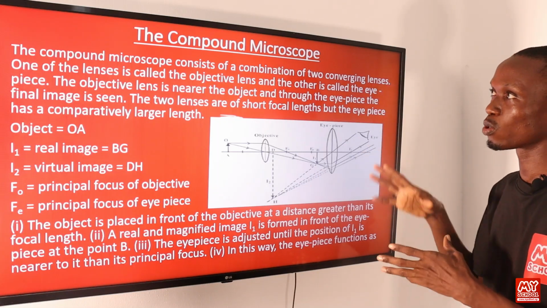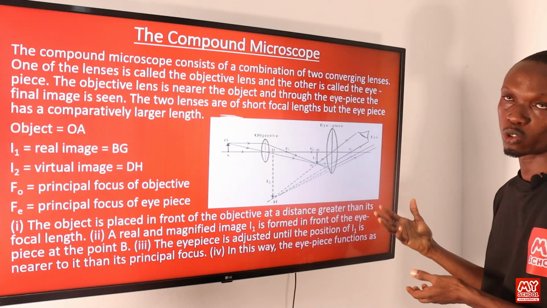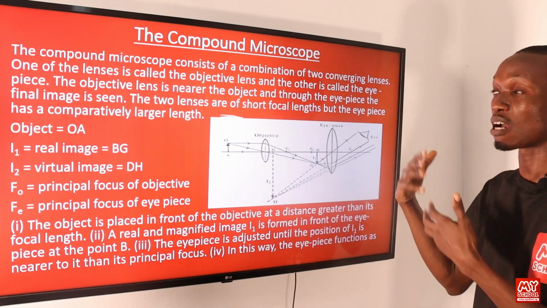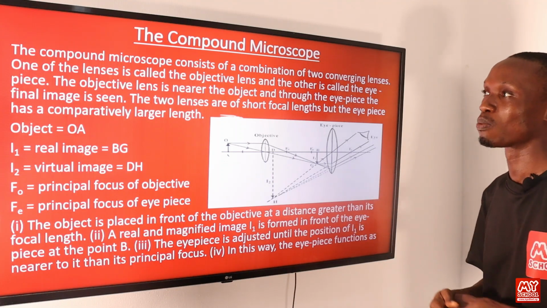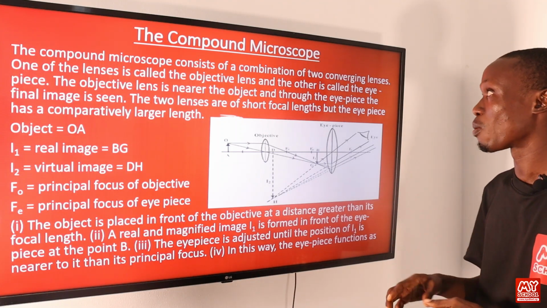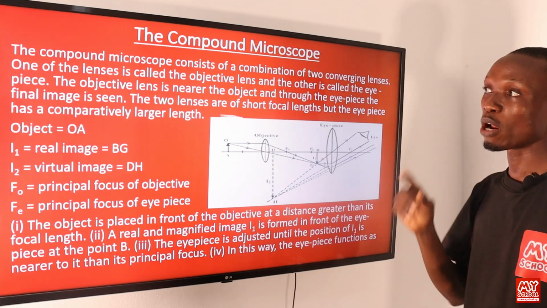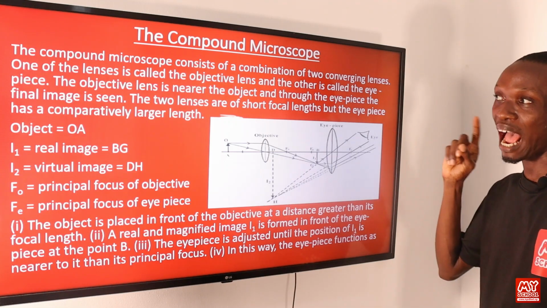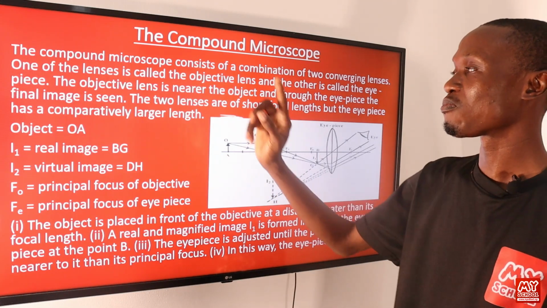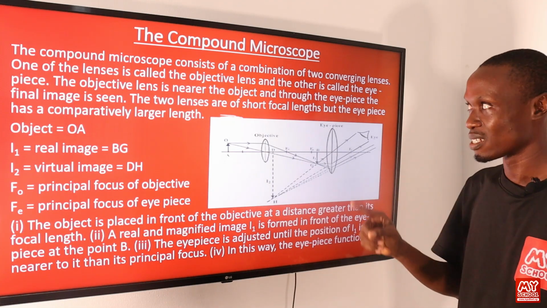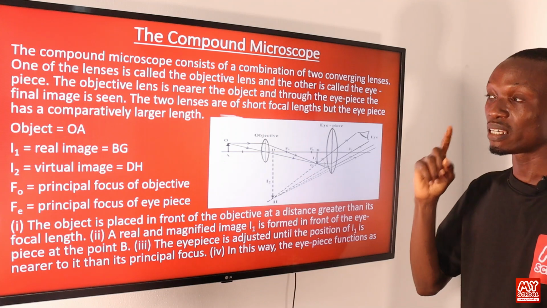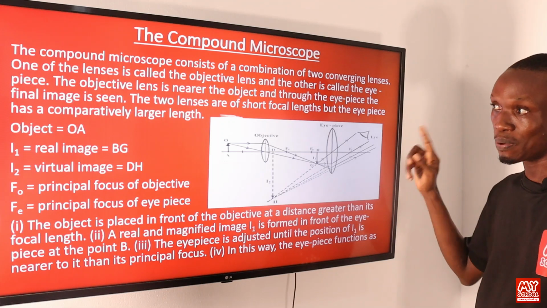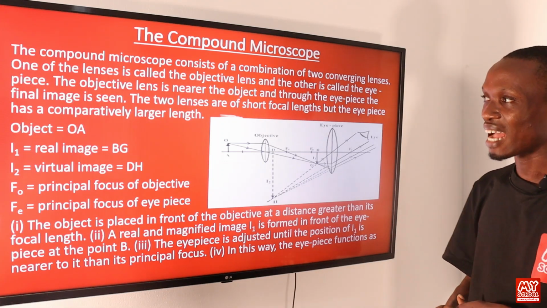On the next slide, we are going to be talking about the compound microscope. The compound microscope is another version, or a better version, of the simple microscope. It consists of a combination of two converging lenses. One of the lenses is called the objective lens and the other is called the eyepiece. The objective lens is nearer the object, and through the eyepiece the final image is seen. The two lenses are of short focal length, but the eyepiece has a comparatively larger focal length.